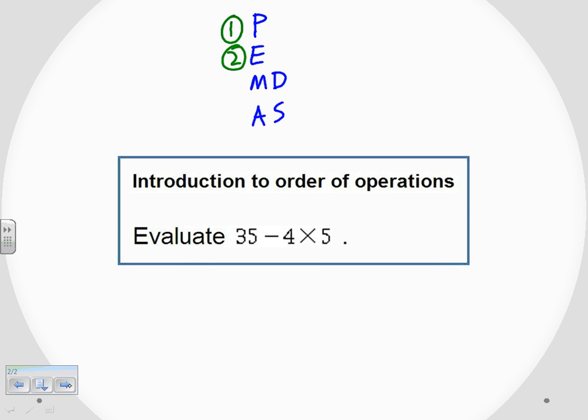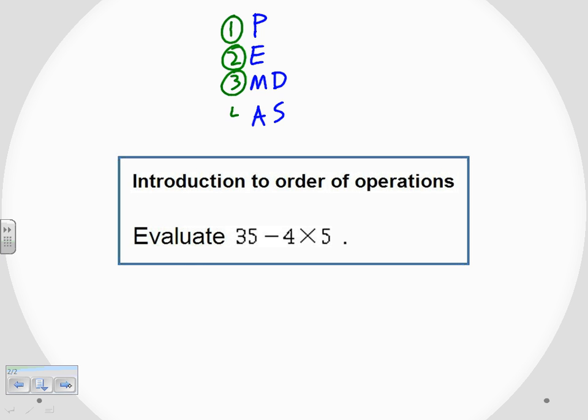And then the next thing that I need to do is multiplication and division. Now, multiplication and division do not get done multiplication and then division. They get done together. So if I have more than one, I have to go left to right. And that's what this reminds me of when I write it this way, because M and D are done together.